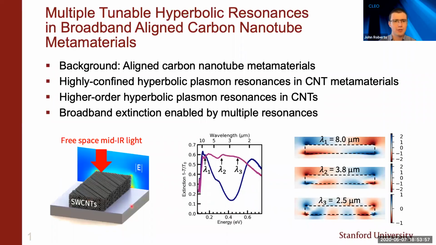As background, I'll introduce aligned carbon nanotube metamaterials and talk about some of their features, including broadband hyperbolic dispersion. I'll show how we can use that hyperbolic dispersion to confine infrared light in deeply sub-wavelength carbon nanotube resonators. Then I'll show that individual carbon nanotube resonators can support multiple hyperbolic resonances, including higher order modes. And finally, I'll talk about how multiple resonances enables broadband extinction in the infrared with tunability through doping control.